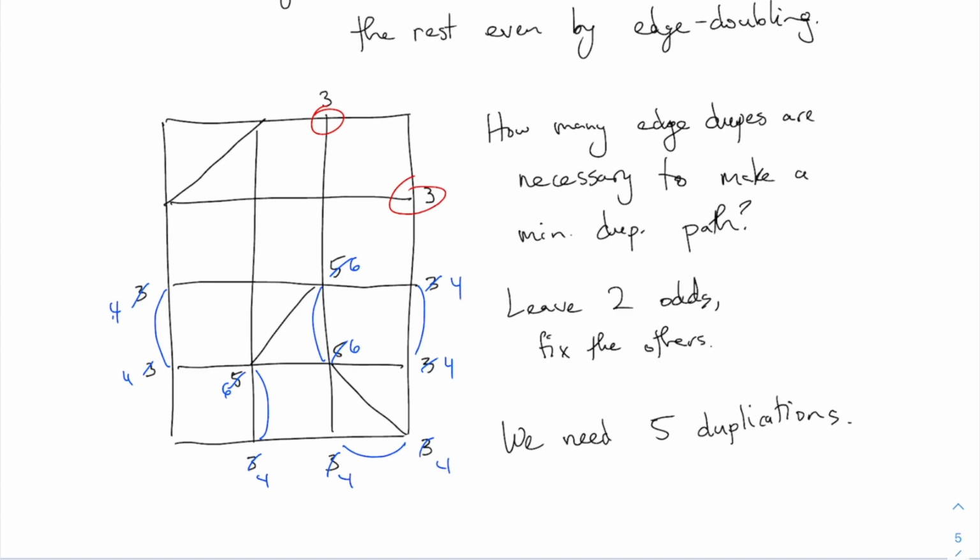All right. This is all I want to say about minimum duplication circuits and minimum duplication paths. Any questions about that?